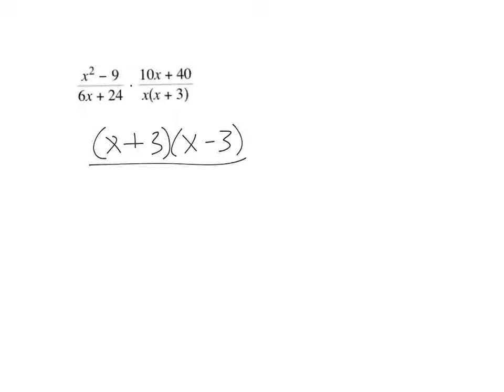Okay, on the bottom we have 6x plus 24. What factors out of that? 6. And what will be left in the brackets?